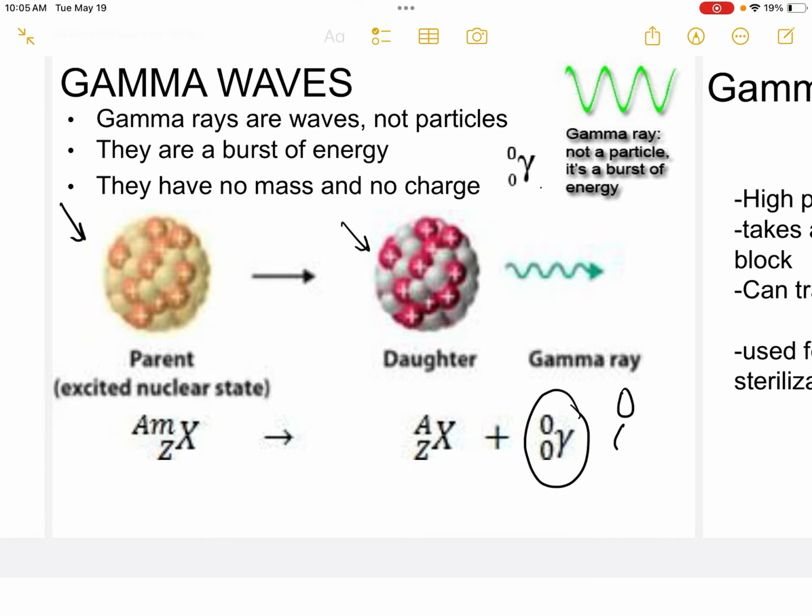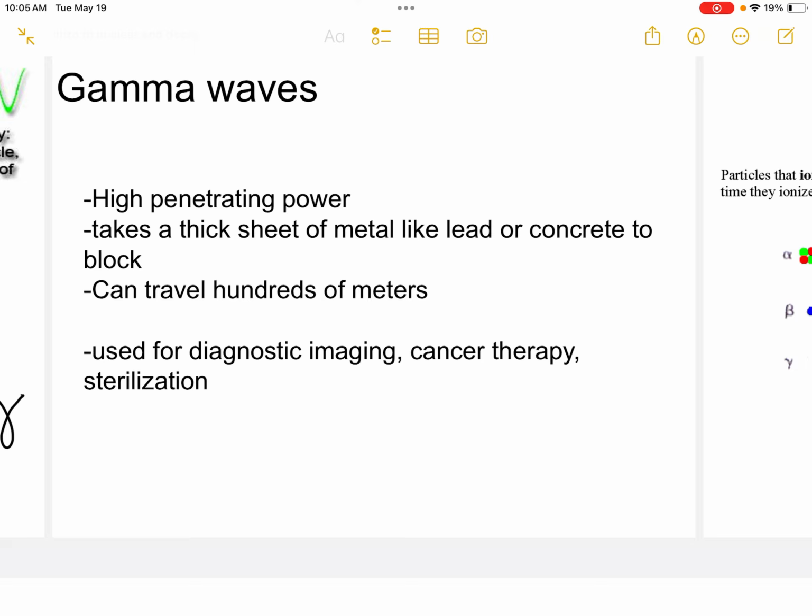So let me show you how to draw this. 0, 0, funny looking Y thing. Now gamma radiation has the highest penetrating power. It takes a thick sheet of metal like lead or concrete to block it. So this is why when you get an X-ray, they put you in a lead apron, or they have a piece of lead covering other areas of your body so that those areas aren't exposed to the radiation. And the person who does your X-ray usually goes behind a concrete wall to do the X-ray.